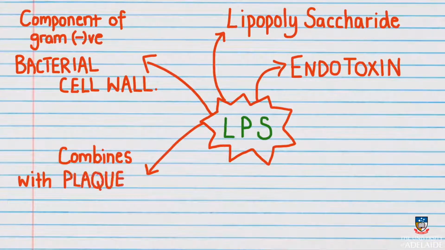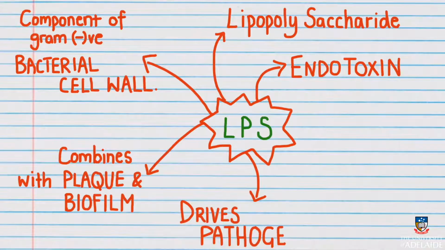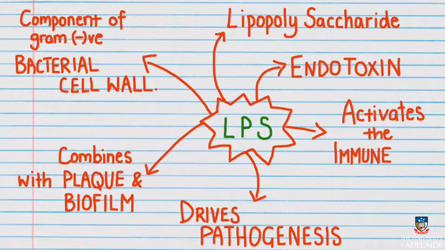LPS combines with other products such as plaque and biofilm, which drives the pathogenesis of gingivitis. In response to the invasion of LPS through the junctional epithelium, the immune system is activated and the JE releases pro-inflammatory cytokines.